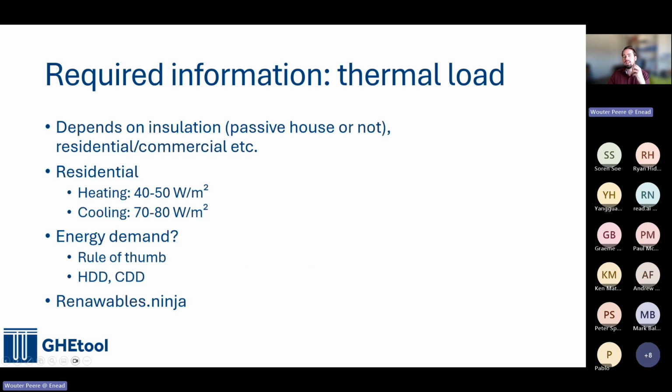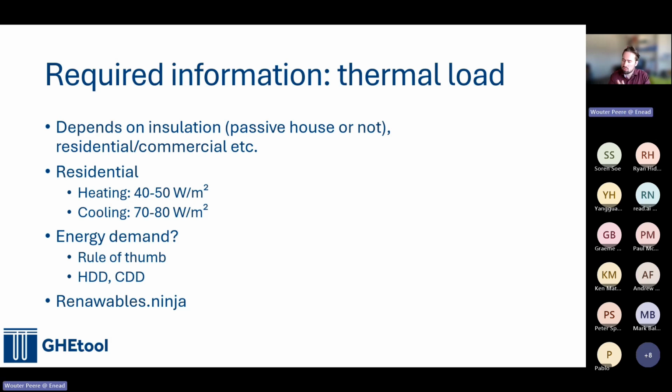Now, where do you get that? That, of course, depends quite a lot on the insulation degree of your building. Do you have a passive house or is it a renovation? Do you have quite a lot of glazing or not? Is it commercial or residential, and where is it in Australia?